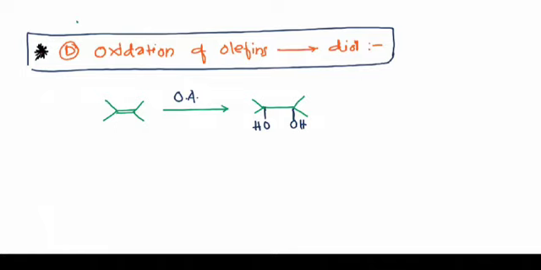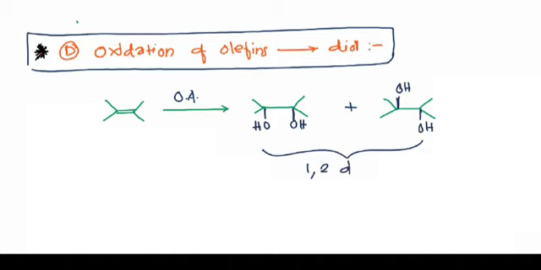Now we get two types of products. It is not like major and minor. Selectively, one reagent gives the first product, and the other reagent gives the second product. Now this reaction where we convert olefin to the diol, those molecules are called 1,2-diols, and the reaction is called dihydroxylation.